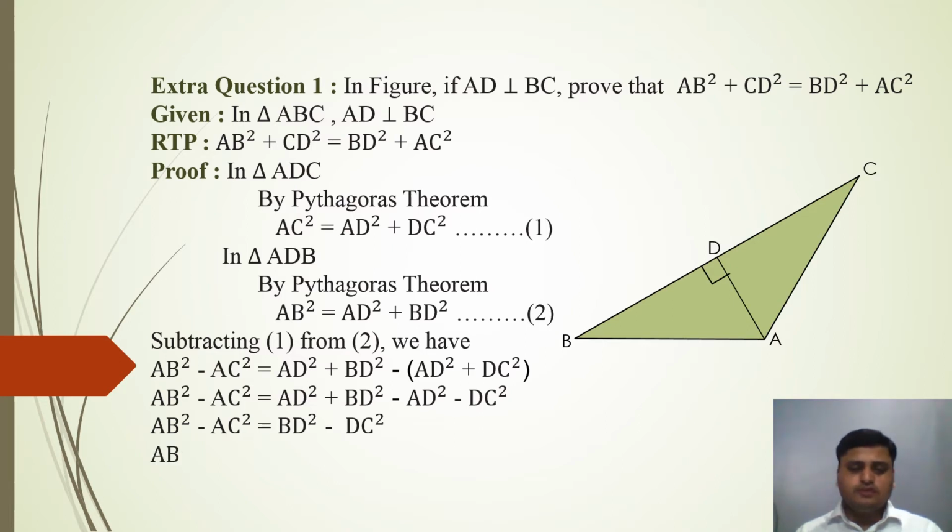In this way we will prove this question, or as per the requirement we can transpose all these terms. So we will get AB square plus CD square is equal to BD square plus AC square. Hence proved. Now we will go for another question.